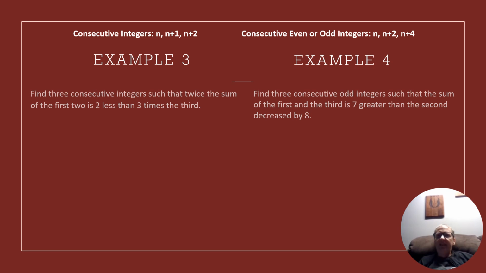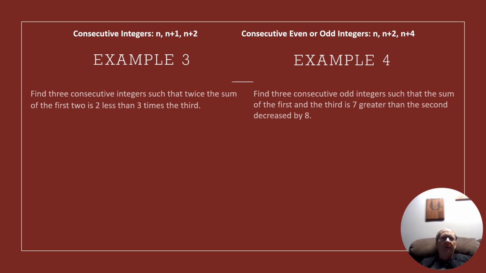For consecutive even or odd integers, you're talking about even numbers like 2, 4, 6, or odd numbers like 1, 3, 5. Okay, either way, if they're even or they're odd, they are 2 apart from one another. So the pattern is n plus 2, n plus 4, and the next one would be n plus 6. So you need to know that pattern so that you can set up the equations.